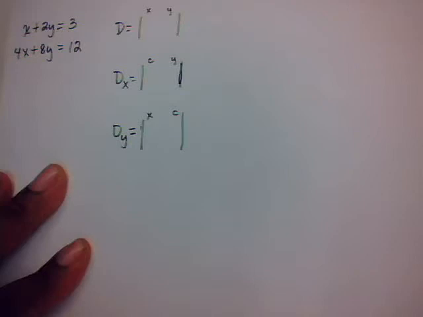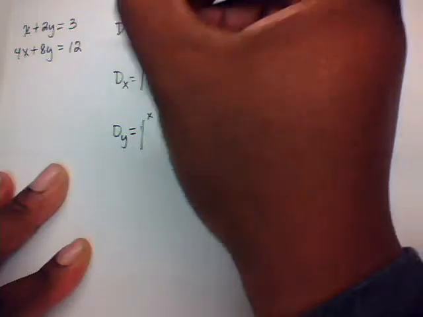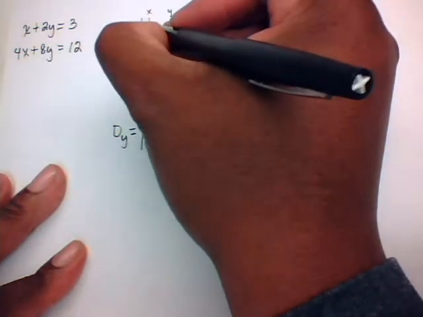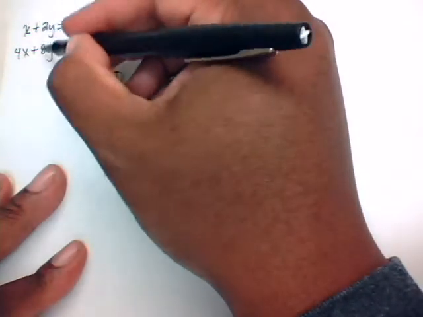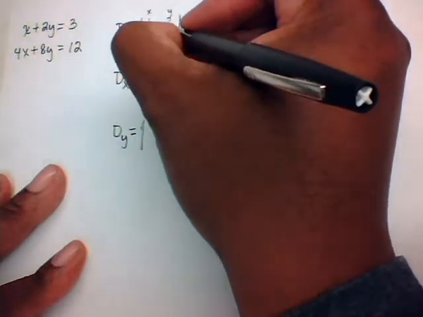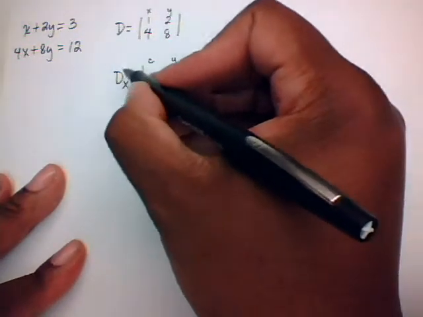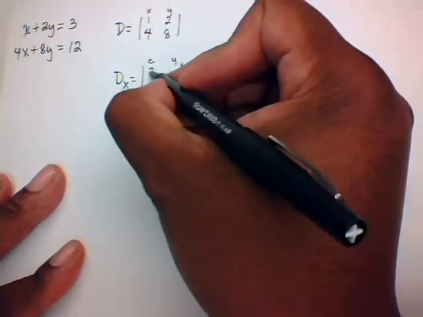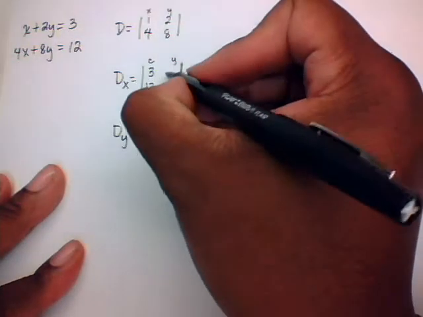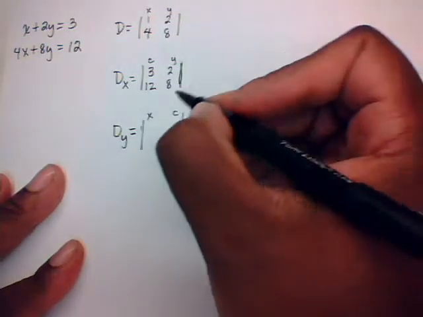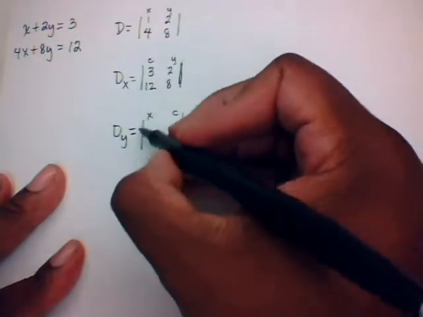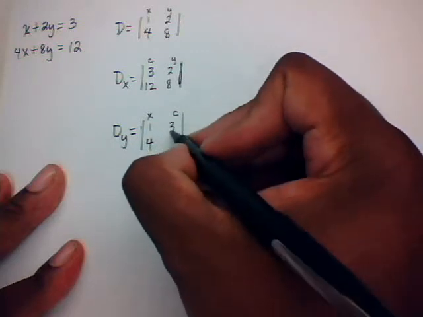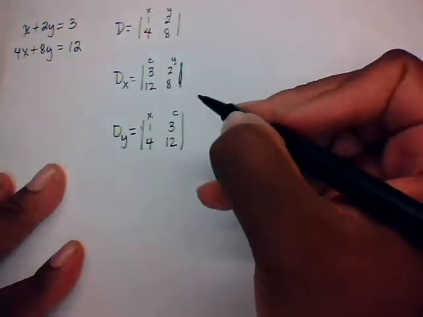So in this case here, for the d's, the coefficients of x are 1 and 4. The coefficients for y's are 2 and 8. For d sub x, the x's will be replaced by your constants, which are 3 and 12. The y's are the same, 2 and 8. For d sub y, the x's are 1 and 4, but your y's are replaced with your constants, 3 and 12.